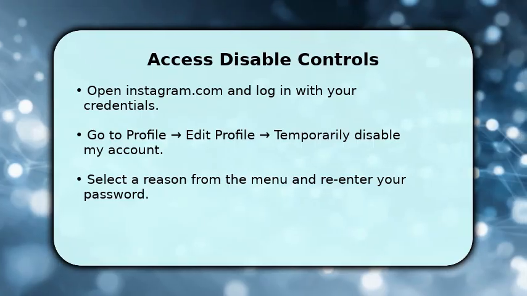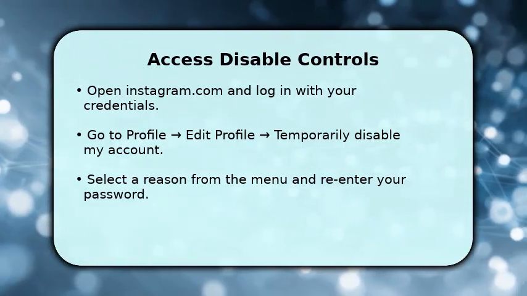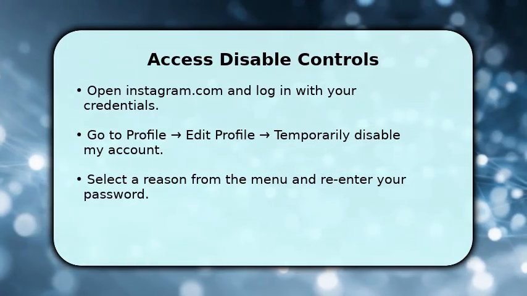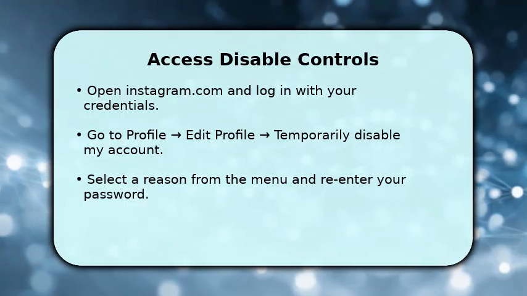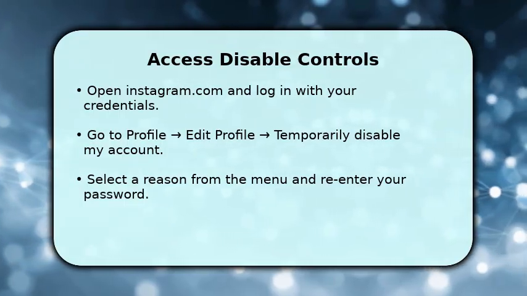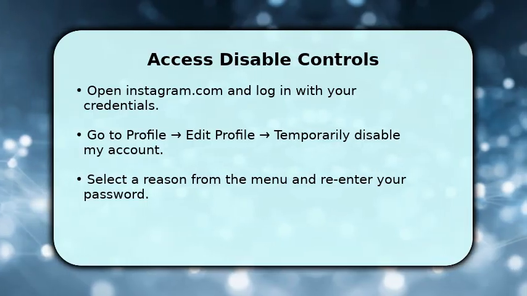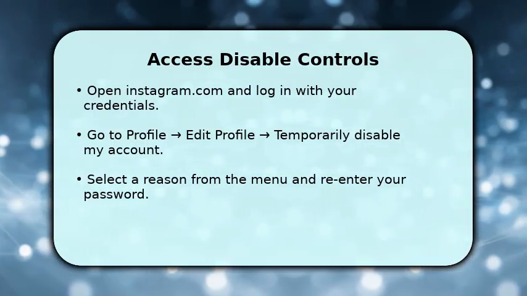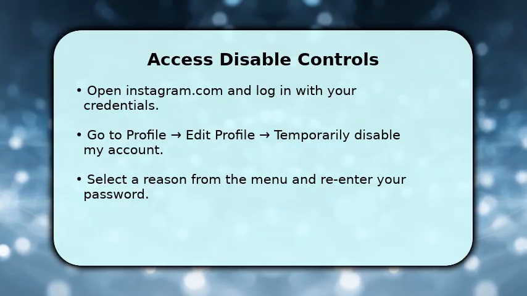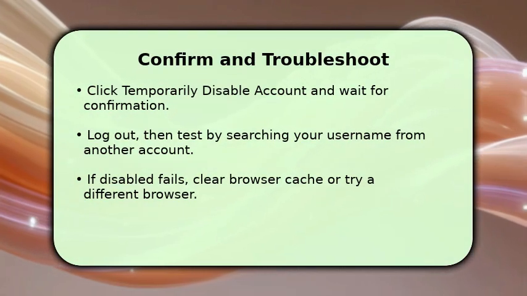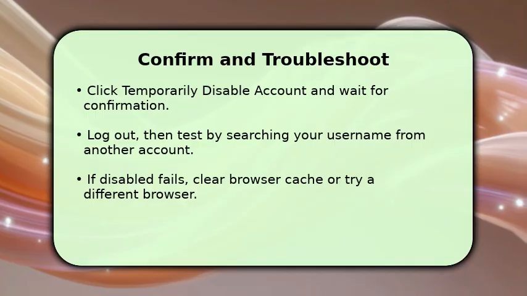Select the reason for disabling from the drop-down so the option becomes active, and then re-enter your password when prompted. These steps remove your profile and content from view while preserving data. Once you complete them, you're almost finished with the process. Finish by clicking Temporarily Disable Account and wait for the confirmation page. This confirms your profile is hidden.